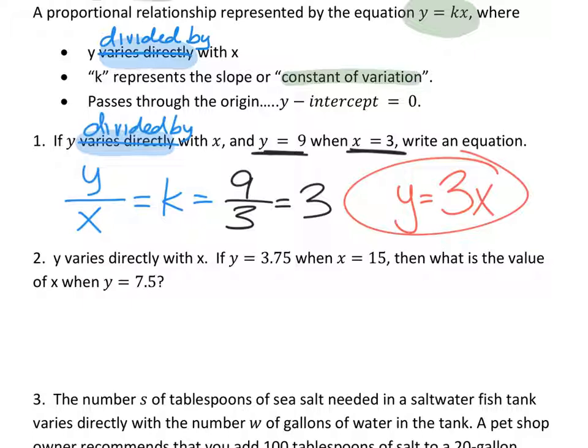Originally, my equation, if you look up there in the green, says y equals kx. Well, I found my k since I divided. And so that's my slope. Easy, right?